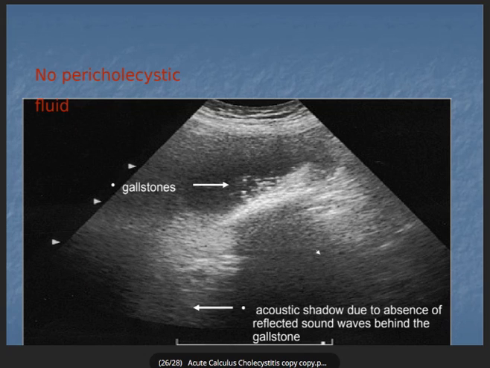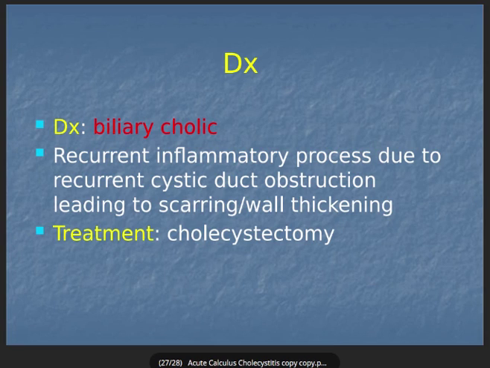So what's your differential diagnosis? What's the diagnosis actually? This is biliary colic. Well done. This is typical biliary colic. What is the treatment? Anybody with biliary colic, we do not admit to the hospital.